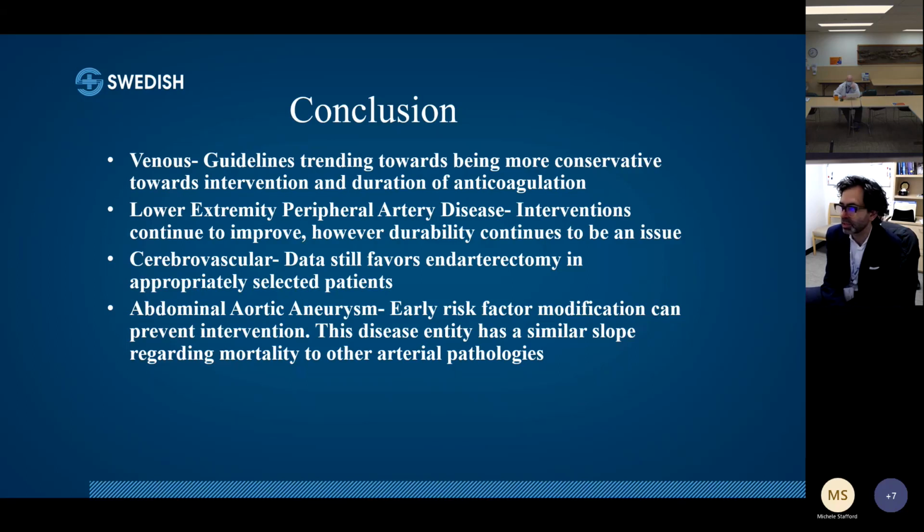And then abdominal aortic aneurysms, certainly risk factor modification. Again, it's kind of the common theme: smoking cessation, and then intervention at appropriate size. So I hope that provided people with some insight in terms of disease processes, when to refer, and maybe doing a bit more workup yourself.